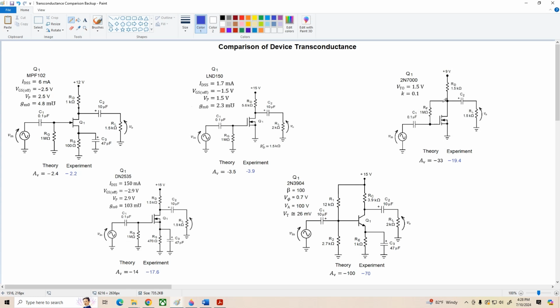Now if we go on over to the 2N7000, that's an enhancement mode device, and this is the drain feedback biasing arrangement we looked at. I just picked it because it's simple and it gave us pretty decent gain. The theoretical gain was negative 33. Experimentally it came out to almost negative 20.